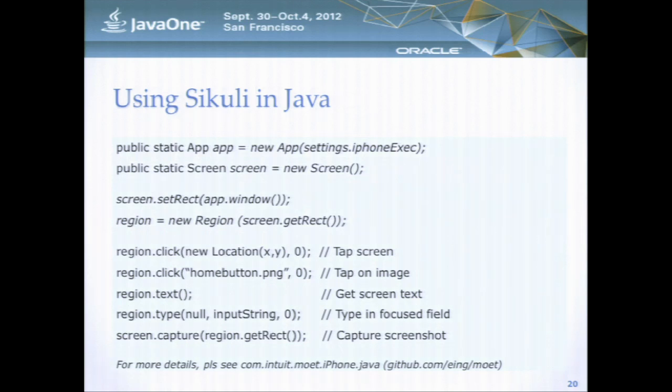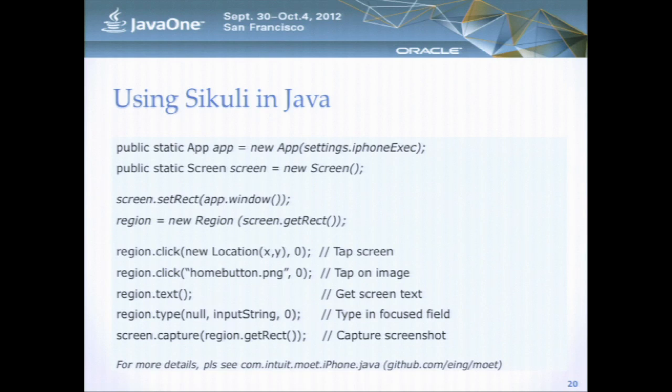The key thing here is that you want to make an instance of your application. The application is, for example, your iPhone Simulator app, so that Sikuli will know that it has to focus on this application alone. And you can set the screen. Once you get the application, you can set your screen to zoom into the app, and whatever activity is going to happen just in your application screen. Then you can do things like click, type, capture screenshots, and so on and so forth. Again, for more APIs, you can check out com.intuit.mouette.iphone.java on GitHub. And I have the resources at the end of the presentation.